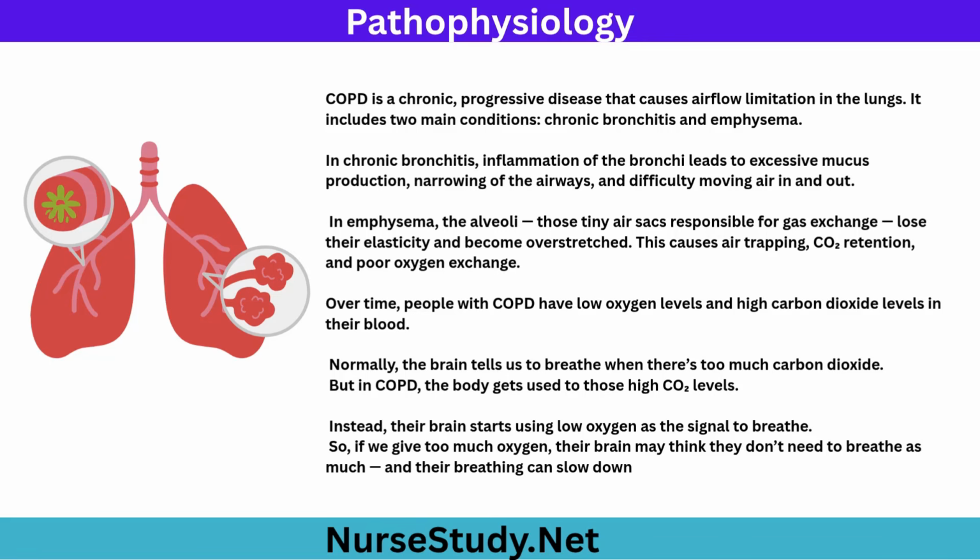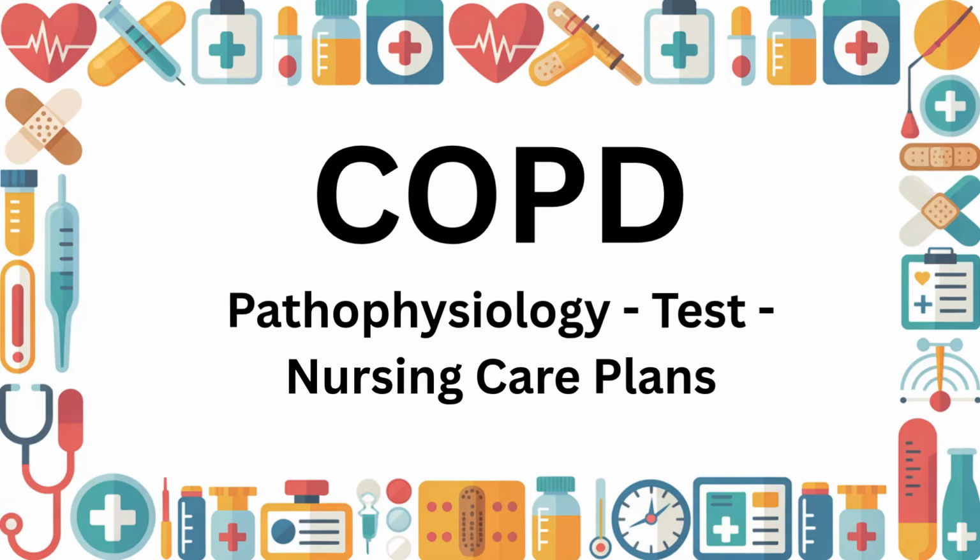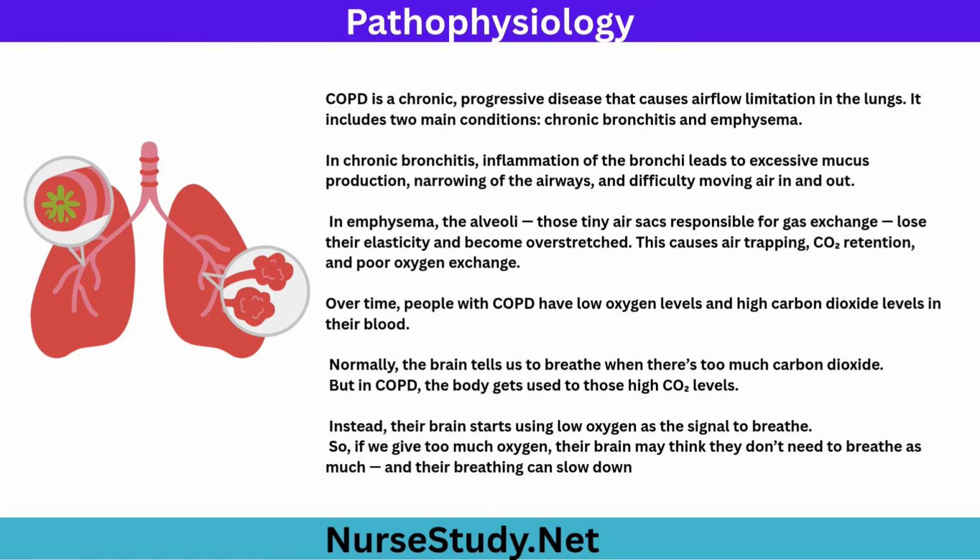Over time, people with COPD have low oxygen levels and high carbon dioxide levels in their blood. Normally, the brain tells us to breathe when there's too much carbon dioxide. But in COPD, the body gets used to those high CO2 levels. Instead, their brain starts using low oxygen as the signal to breathe. So if we give too much oxygen, their brain may think they don't need to breathe as much, and their breathing can slow down. The most common cause of COPD is long-term smoking, but exposure to dust, fumes, or pollution can also contribute.